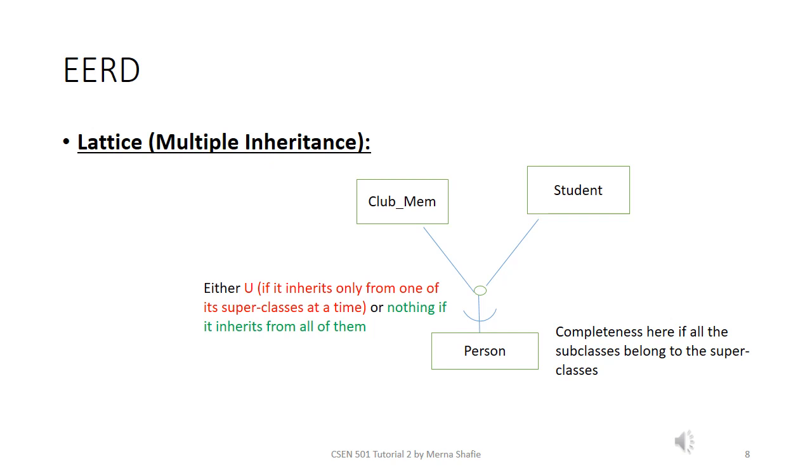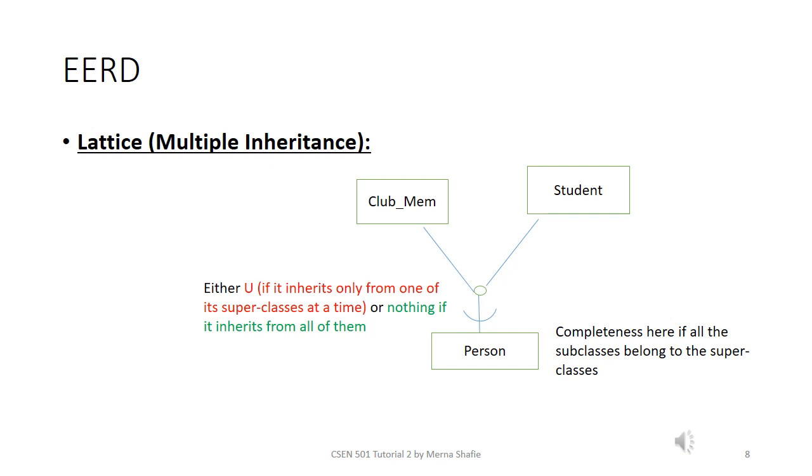are the superclasses? Because I found the cup open upward, open towards the club member and the student. So the openness towards club member and student gives us the intuition that this person inherits from club member and student. Okay, so person here is the subclass where club member and student are the superclasses. Now we have the circle, the same circle as the one in single inheritance.